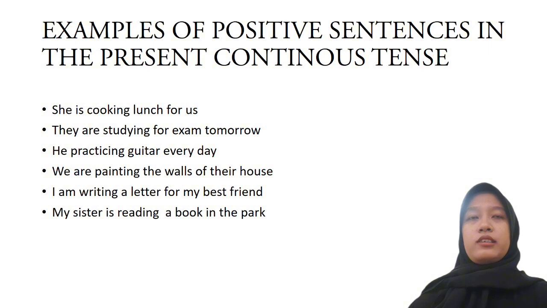Sentences in the present continuous tense. She is cooking lunch for us. They are studying for exam tomorrow. They are practicing guitar every day. We are painting the walls of their house. I am writing a letter to my best friend. My sister is reading a book in the park.